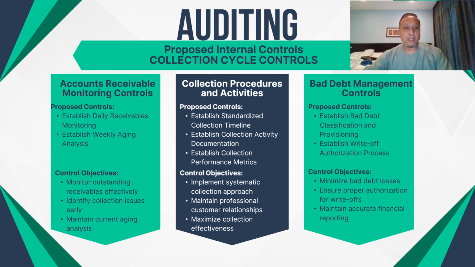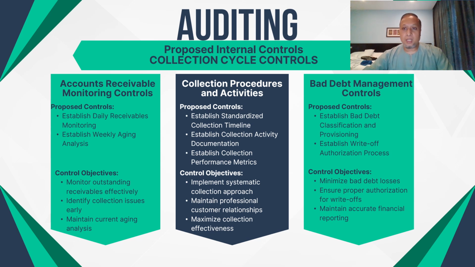Maintain current aging analysis. For the collection procedures and activities, the proposed controls are: 1. Establish standardized collection timeline. 2. Establish collection activity documentation. And number 3, establish collection performance metrics. The control objectives are: implement systematic collection approach. Number 2, maintain professional customer relationships. And number 3, maximize collection effectiveness.